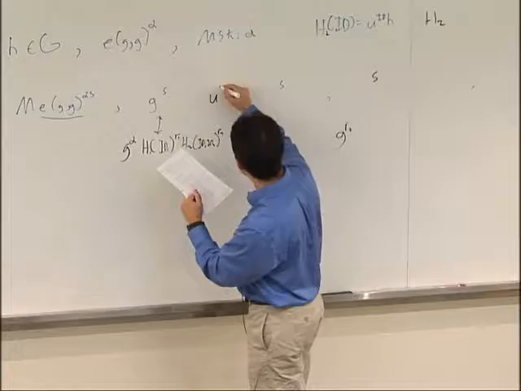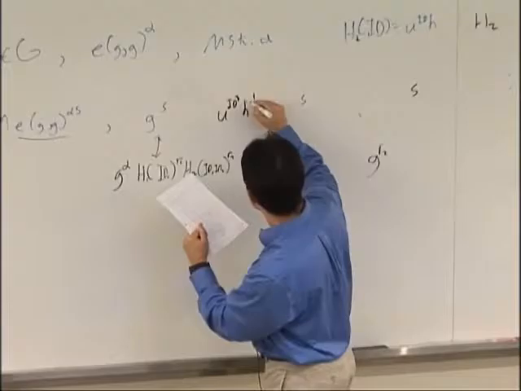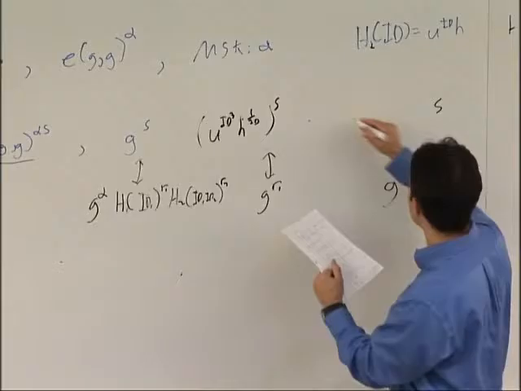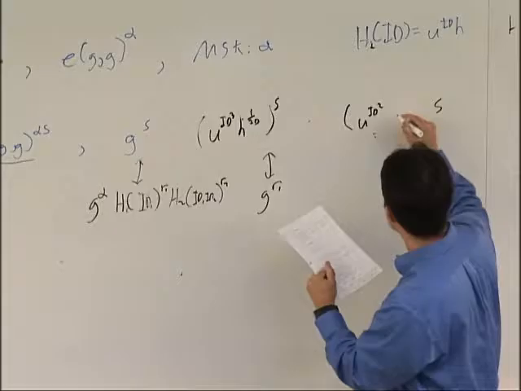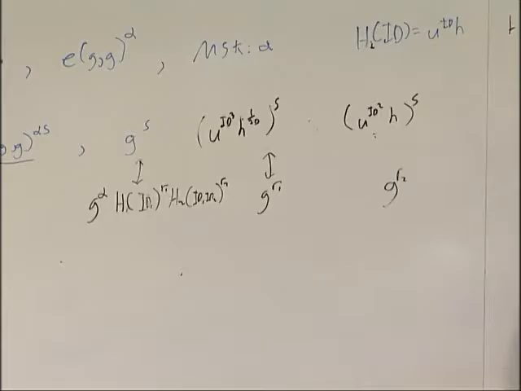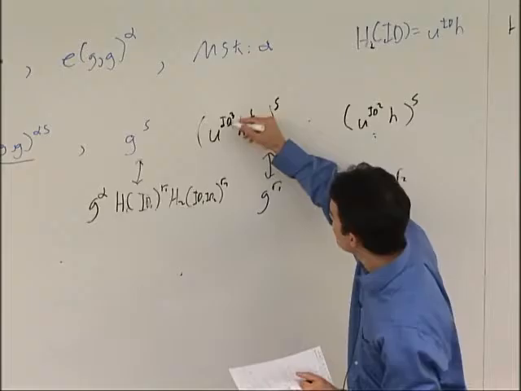okay, we'll save that until it actually works. H to the 1 over ID, okay, this would be raised to the S. So this is for level 1. And then this will be U to the ID squared times H raised to the S. Okay? Now the question is, what? Oh, so this is ID 1, and this is ID 2, or ID 2 concatenated, whatever it is.